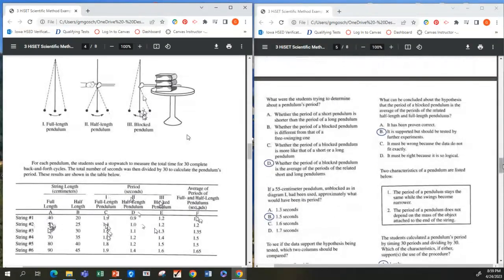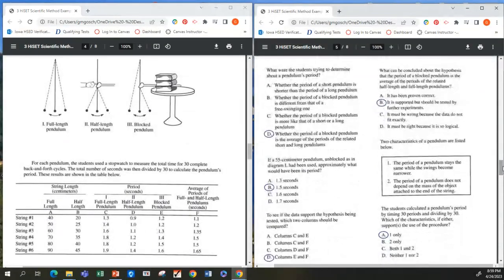Okay, now back up to the other column here. What can be concluded about the hypothesis that the period of the block pendulum is the average of the periods of the related half-length and full-length pendulums? So I'm going to go back here. This speculation here, we're comparing columns E and F. We're speculating that they should be pretty equal. Well, this first trial, they were off by 1/10 of a second. Second trial, exactly the same. Third trial, it's off by 5/100ths, not even 1/10. The next one by 1/10, next exactly the same, and our last one off by 5/100ths. That's pretty darn close.